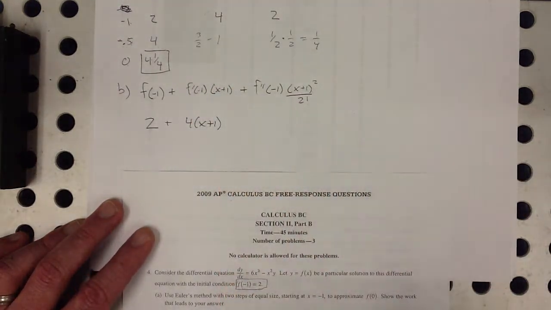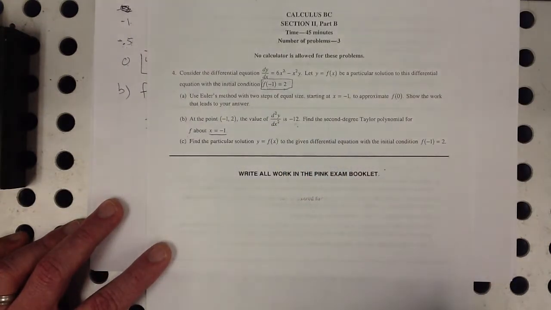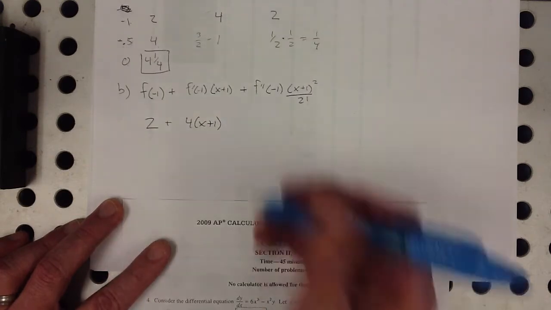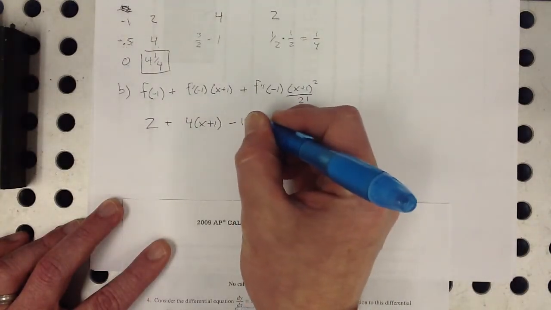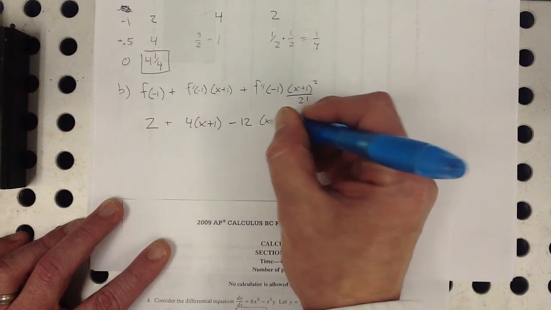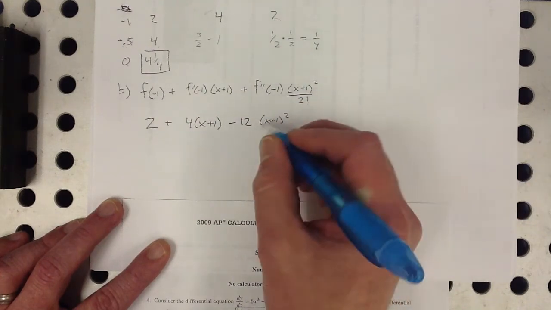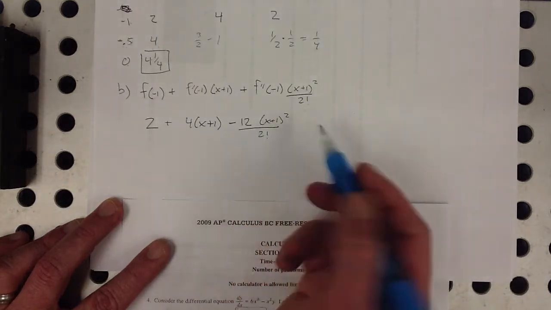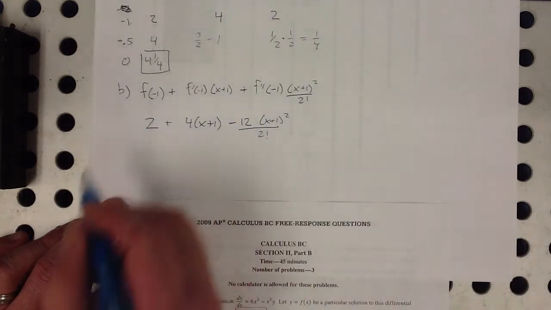And the second derivative, they actually just told us the second derivative is -12. So that's -12 times x plus 1 squared over 2 factorial. You could leave it like that. You can simplify that to 6, but they would accept it just like that.